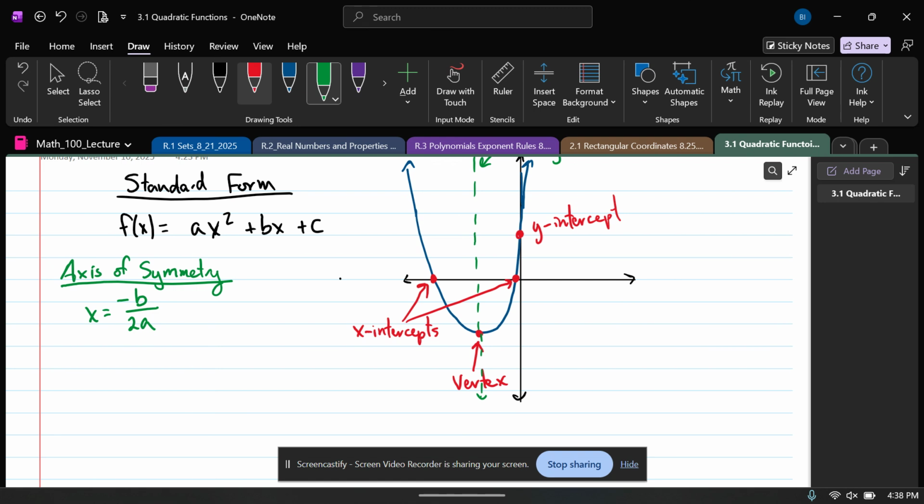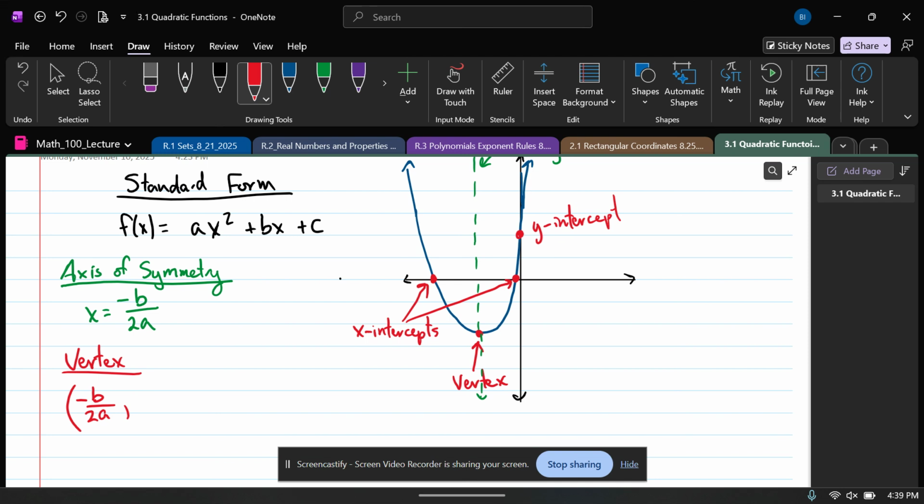Now, the nice thing about that is that the vertex is an ordered pair. The x value of the vertex is the same number as the axis of symmetry. So when you find the axis of symmetry, you find half of the vertex with it. Okay, so it's negative b over 2a is the x value of the vertex. It's also the same value as the axis of symmetry. So you get kind of 2 birds with 1 stone kind of situation happening there.